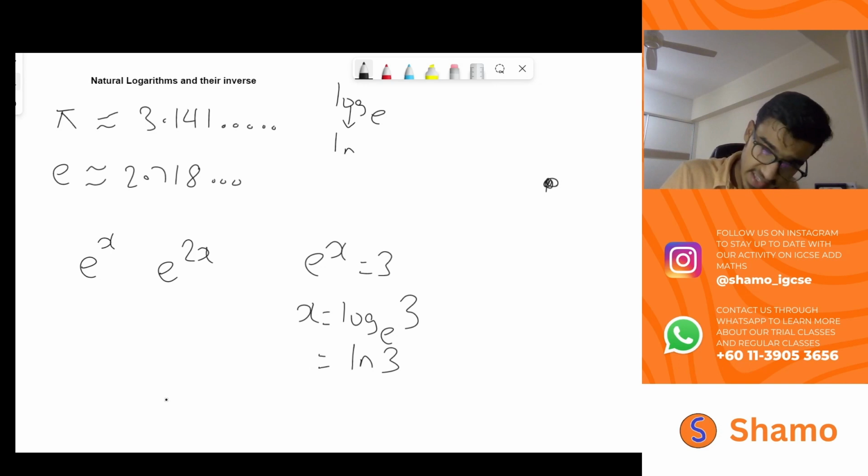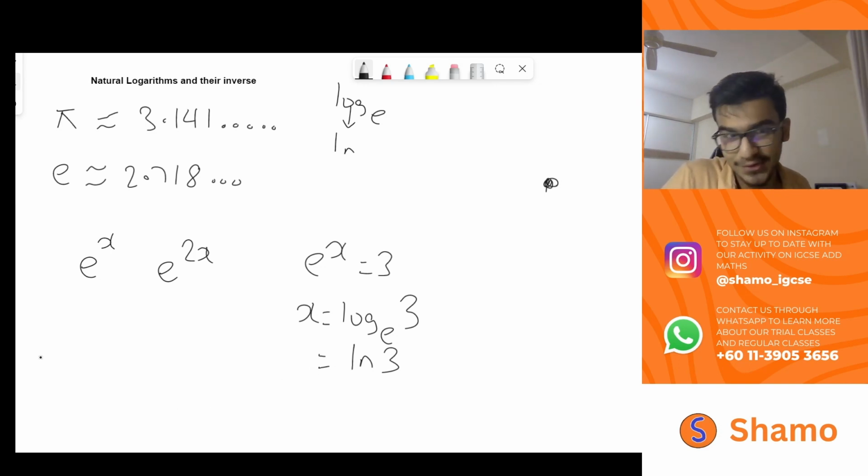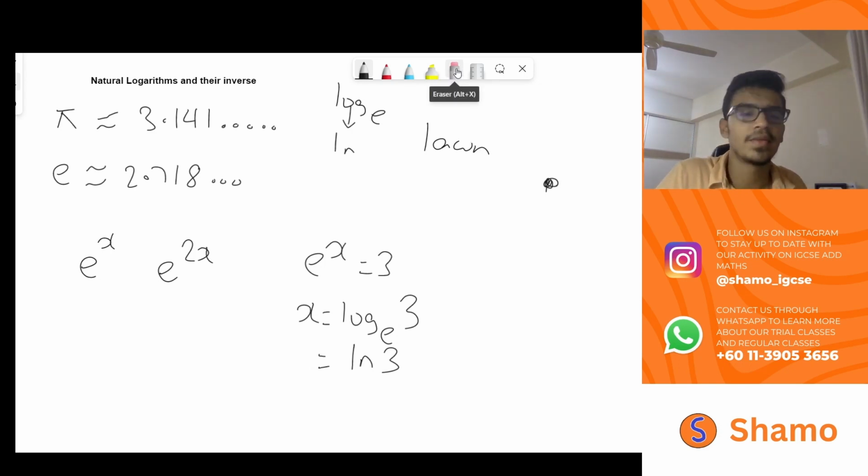Okay? And actually, you'll be surprised to know we call this the natural logarithm. Okay? ln, we call this a natural logarithm, or I'm too lazy to call it natural logarithm, I just call it ln. Okay? But the systematic name is natural logarithm.